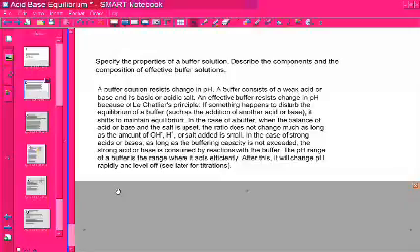A buffer solution resists change in pH. A buffer consists of a weak acid or base and a basic or acidic salt. An effective buffer resists change in pH because of Le Chatelier's principle. If something happens to disturb the equilibrium of a buffer, such as the addition of another acid or base, it shifts to maintain equilibrium.